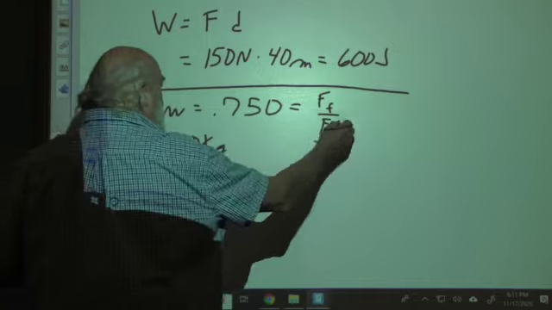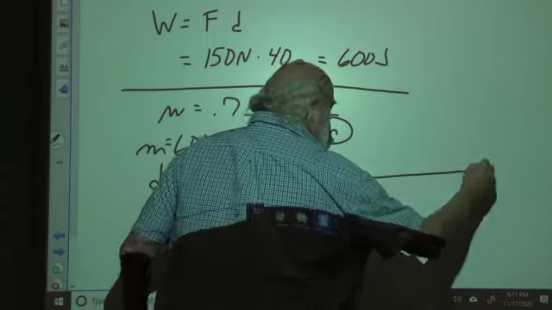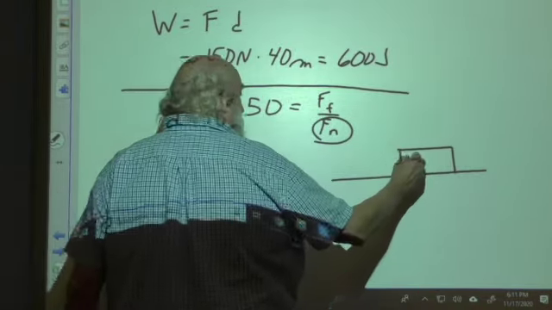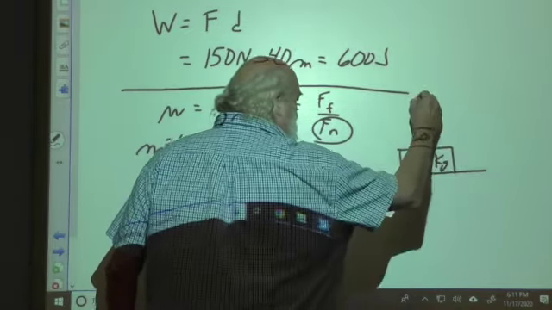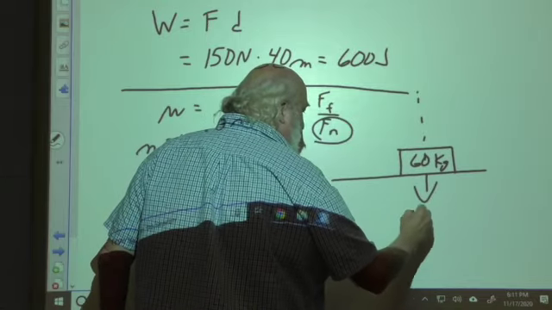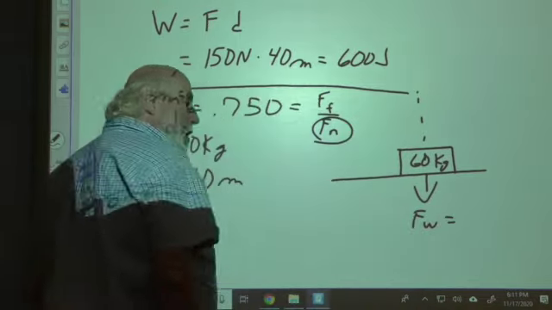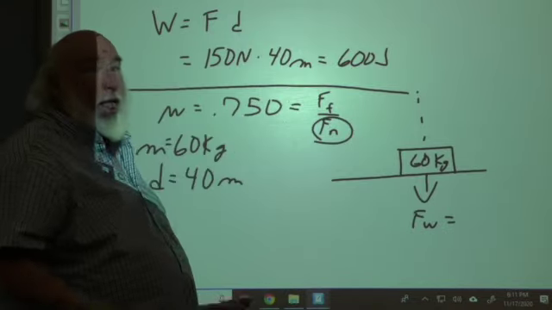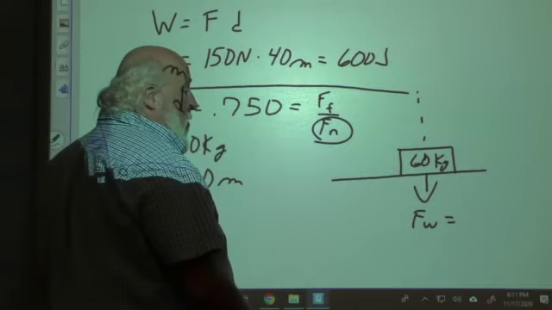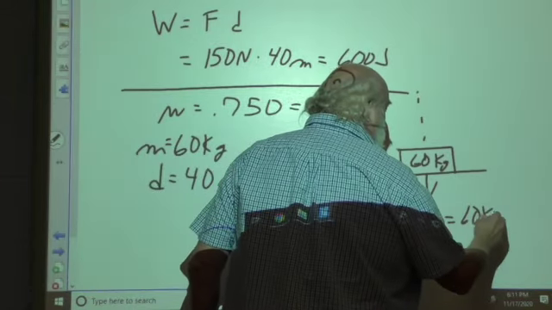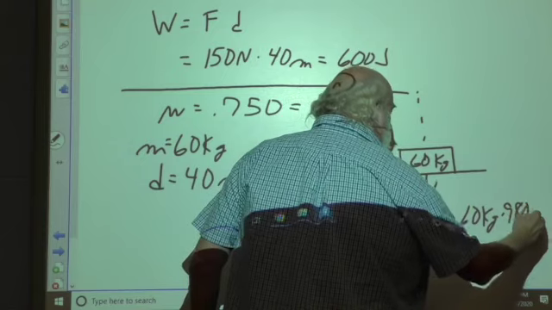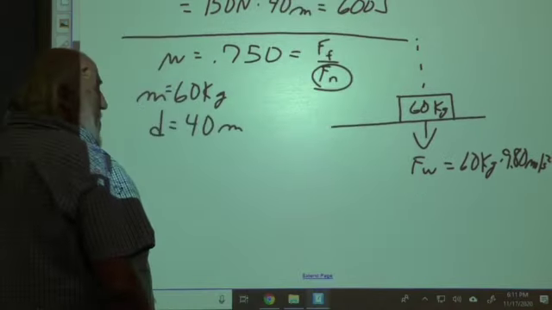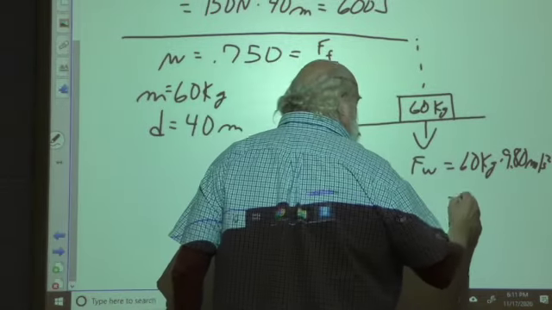Well, where are we going to get the normal force from? Since this is a flat surface with our 60 kilogram crate sitting on top of it, the normal force is the force of gravity, better known as weight, right down on it. We aren't going to be pulling it or pushing it like we talked about before. That comes later. So F sub W is 60 kilograms times 9.80 meters per second squared, and that gives us 588 newtons.